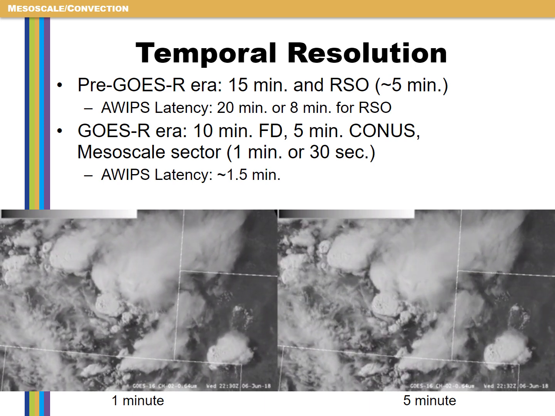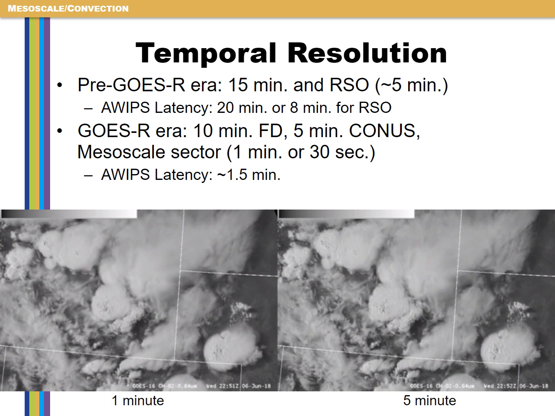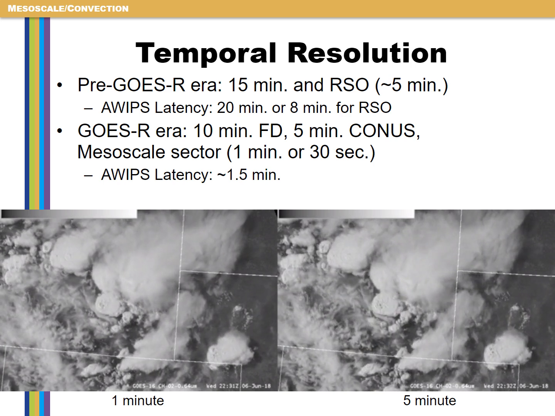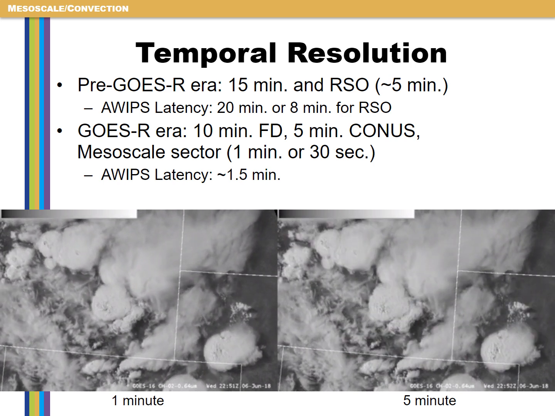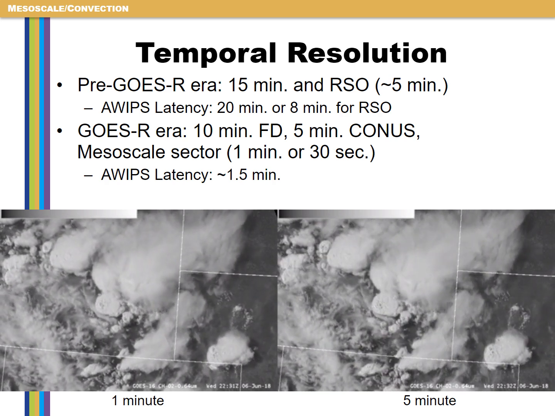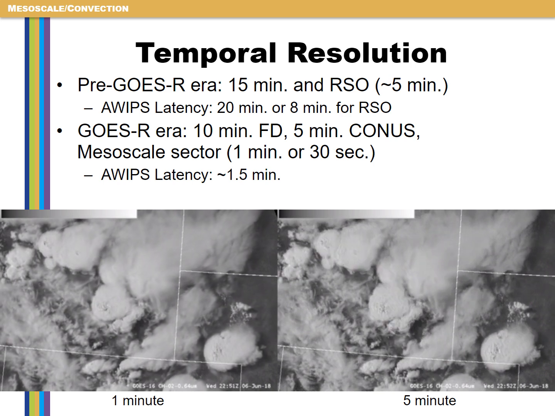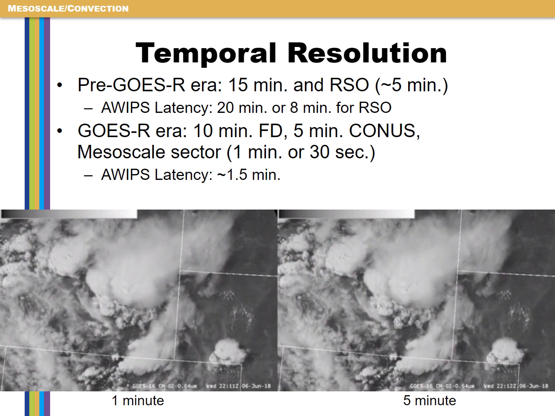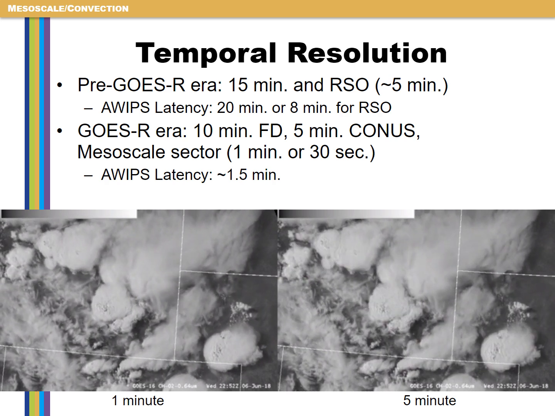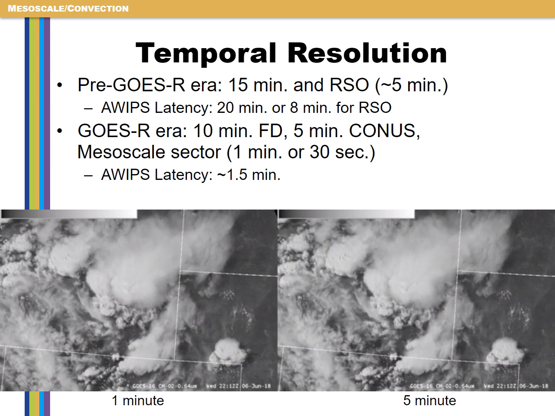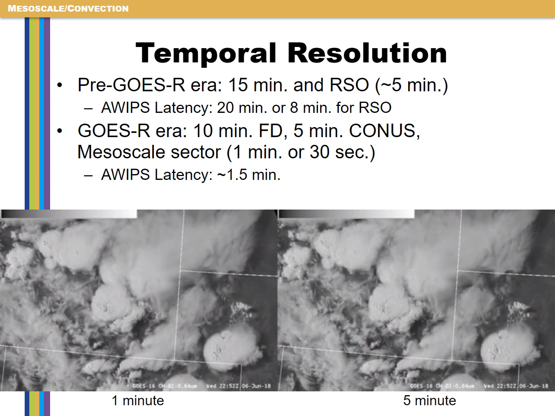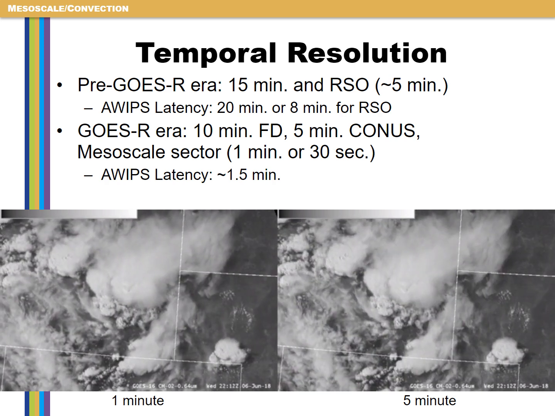Compare that with the GOES-R era. I won't discuss the full disk scan other than listing that it is 10 minutes since the spatial resolution is degraded, but the CONUS sector is at 5 minutes. Mesoscale sectors make 1-minute imagery available, or even 30 seconds if 2 mesosectors overlap. The most important aspect is the latency in AWIPS. It's about 1.5 minutes in the GOES-R era, a dramatic improvement from the pre-GOES-R era.